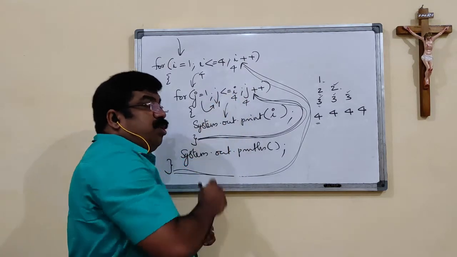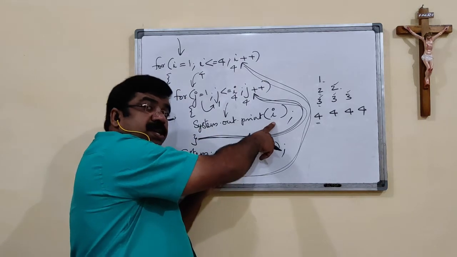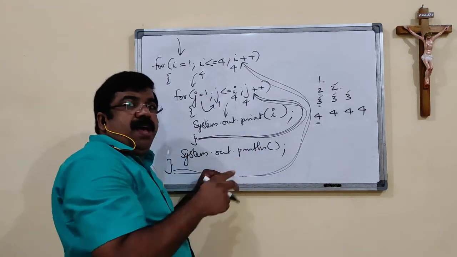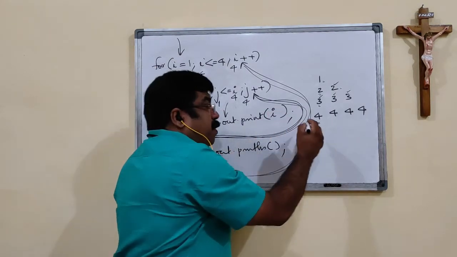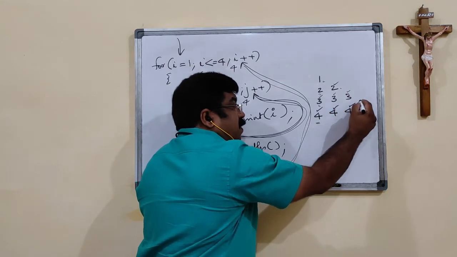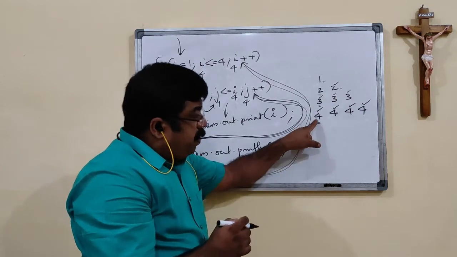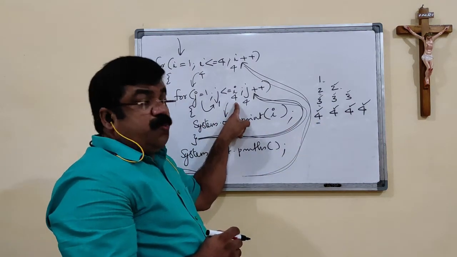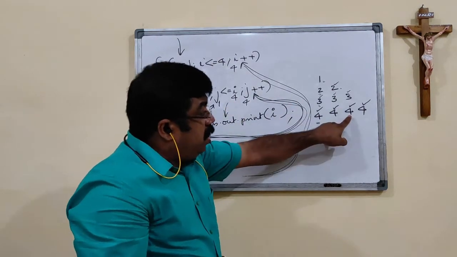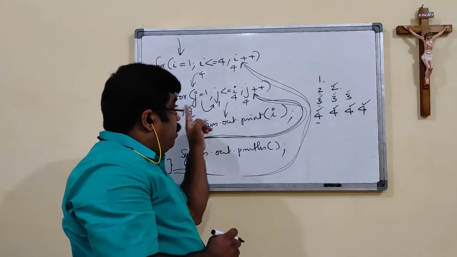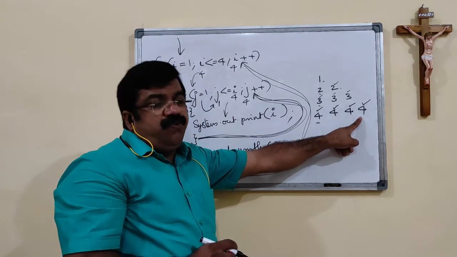From 1 going up to i number of times, it is printing what? The value of i. i is 4. So 4 times the value of i is getting printed. What is that? When j was 1, it printed 1. Then j got 2, it printed the second time. When j became 3, it printed the third time. When j becomes 4, it is printing for the fourth time.